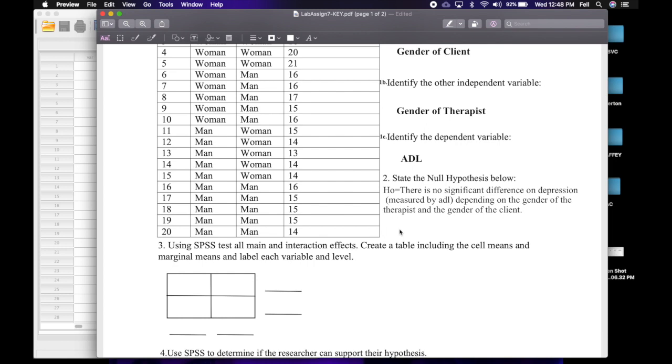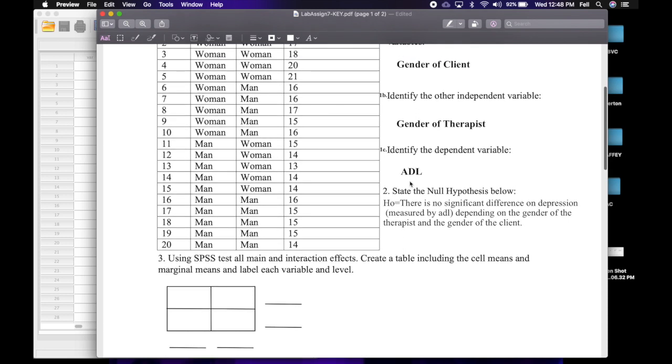Okay, so step 3 is to use SPSS to test all the main and interaction effects. So we're going to see the number of activities of daily living based on the gender of the client, based on the gender of the therapist, and based on the interaction of these 2 IVs together, the client and the therapist, on the number of activities of daily living.